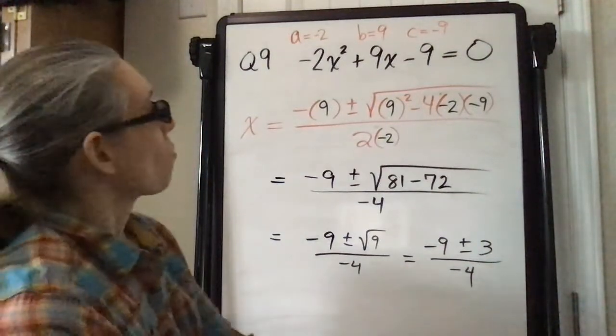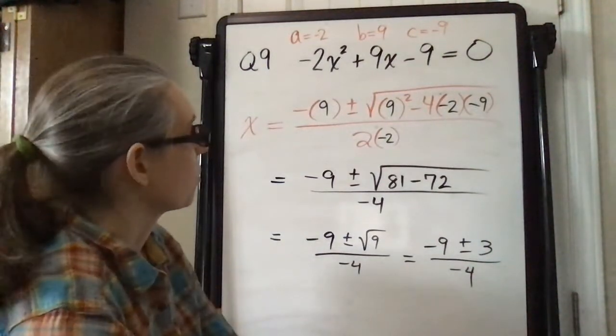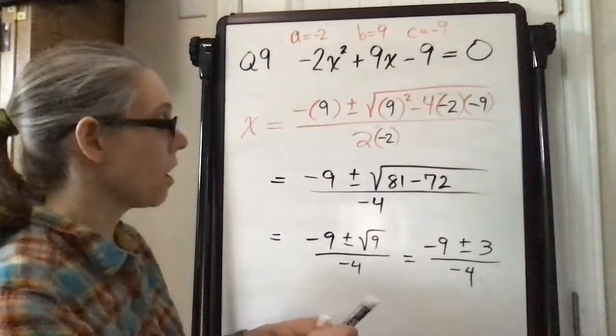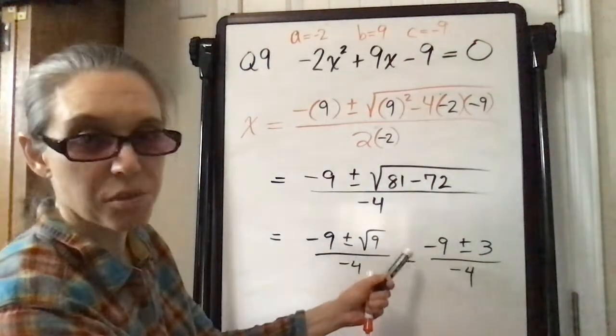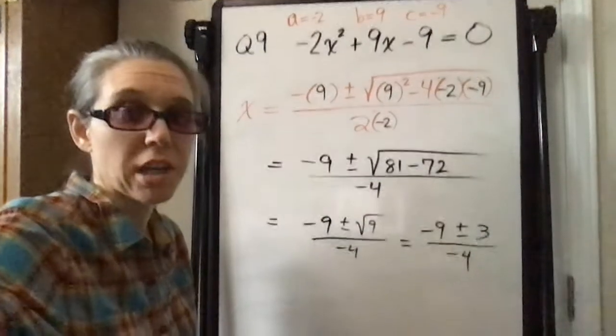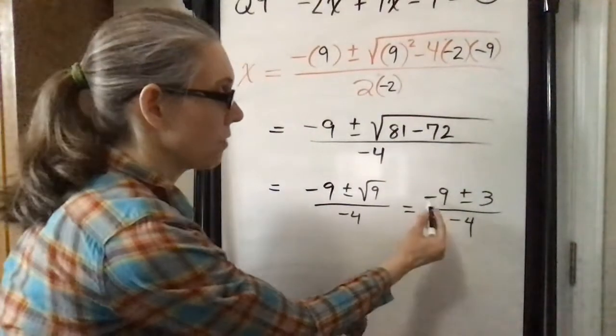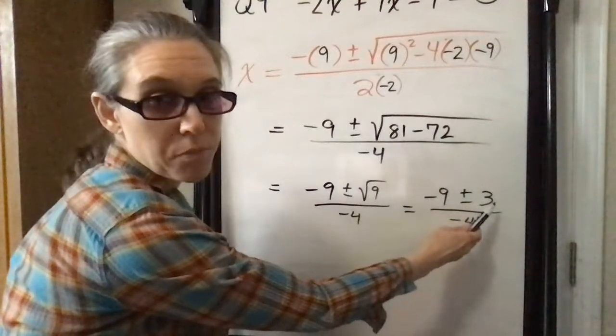I feel like I might have done something wrong here. Hold on. Okay, no, I didn't do anything wrong. All right, so how do you simplify this one? That's a little tricky. So what you want to do is first say negative 9 plus 3.